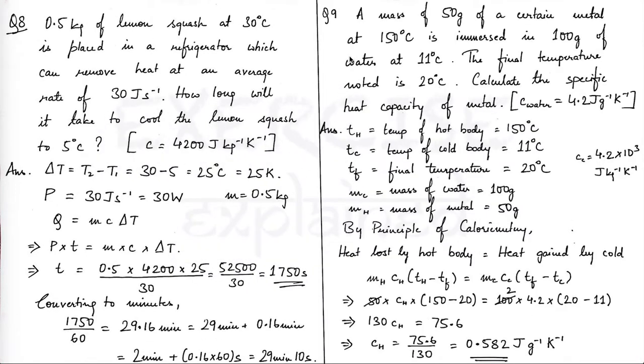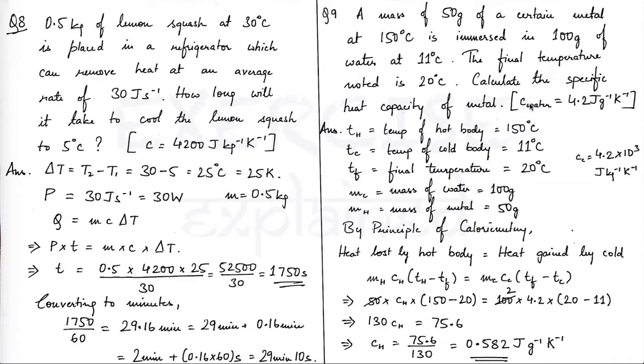Coming to the next question. A mass of 50 gram of a certain metal. So mass is given as 50 grams. Remember, this is not in SI unit. At 150 degrees Celsius it is immersed in 100 gram of water at 11 degrees Celsius. We can consider this as the temperature of the hot body, and this as the temperature of the cold body. The final temperature noted is 20 degrees Celsius. Calculate the specific heat capacity of the metal.